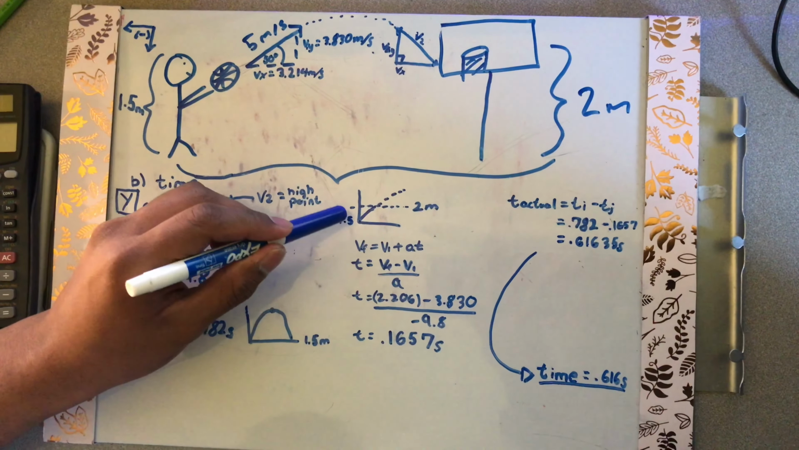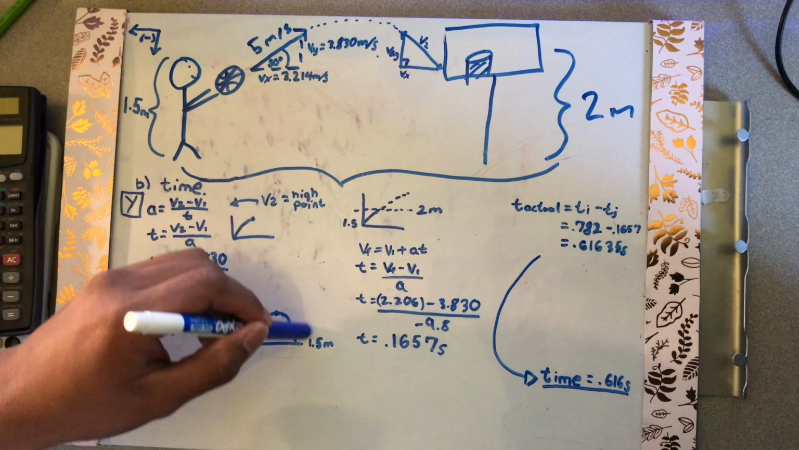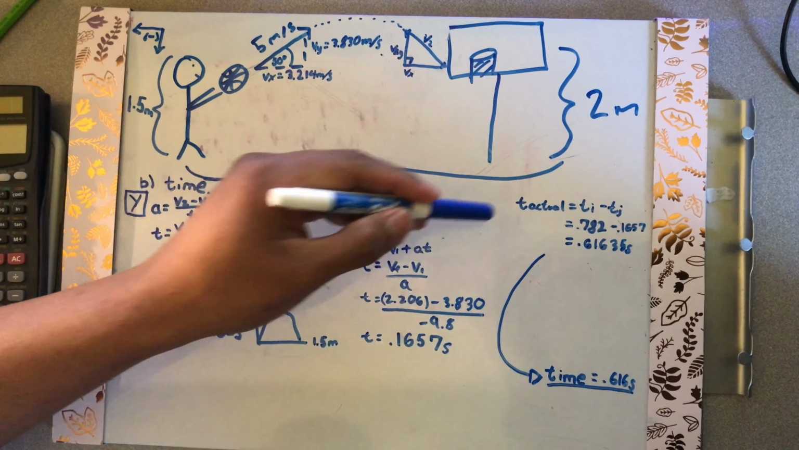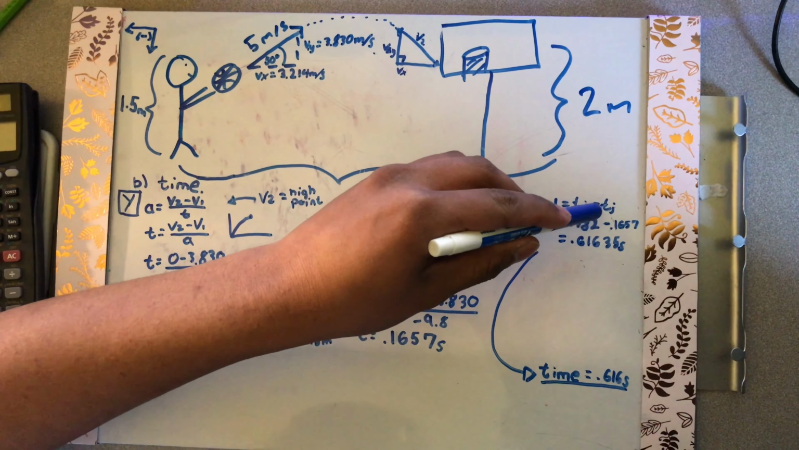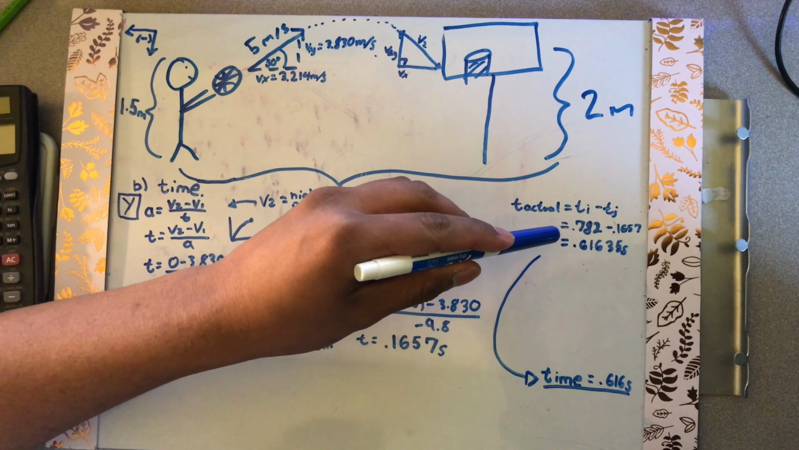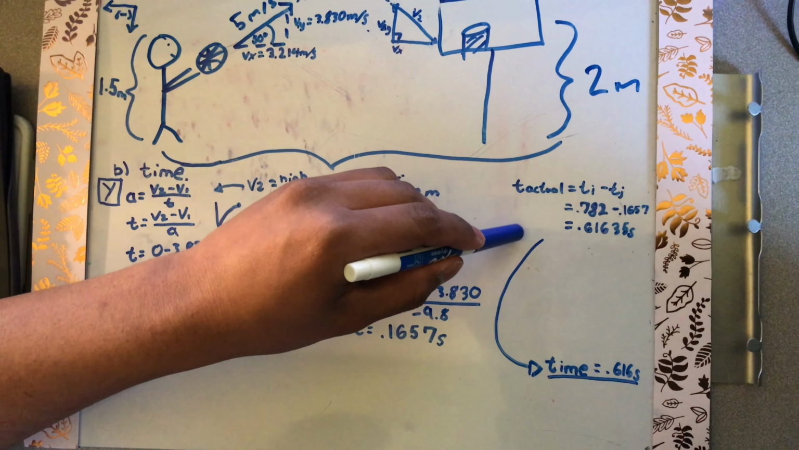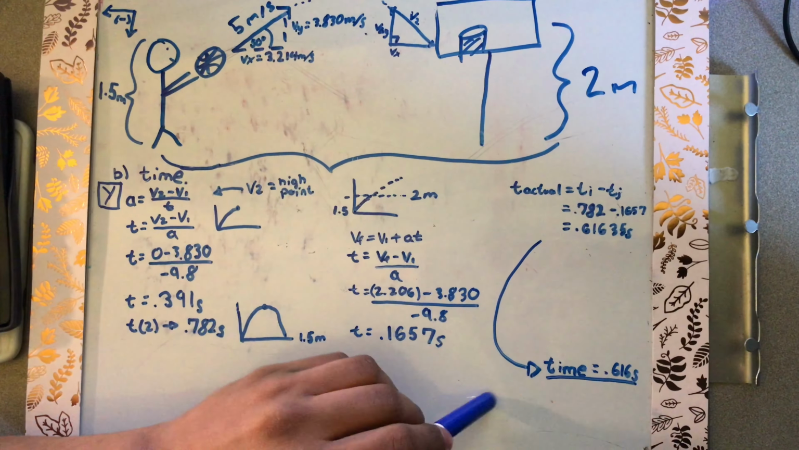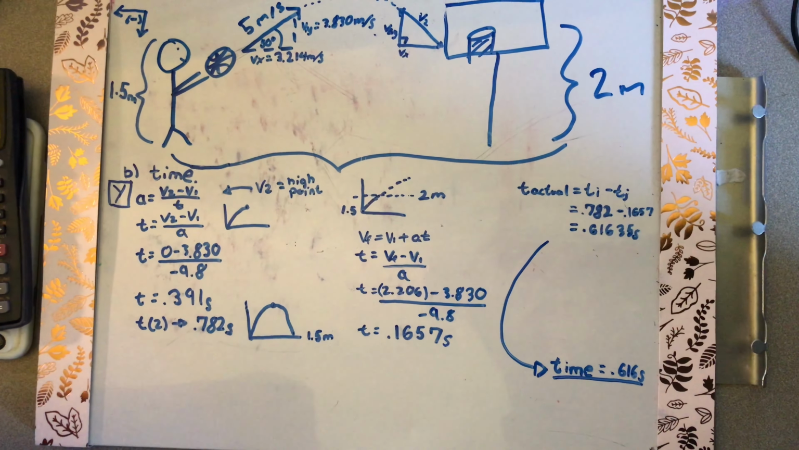seconds. So we take the time from here and from the whole length and subtract it. So it's going to be T actual equals T1 subtracted by T2. 0.782 subtracted by 0.1657, which will give us the value of 0.61635 seconds. And our time for the ball in the air is 0.61 seconds.